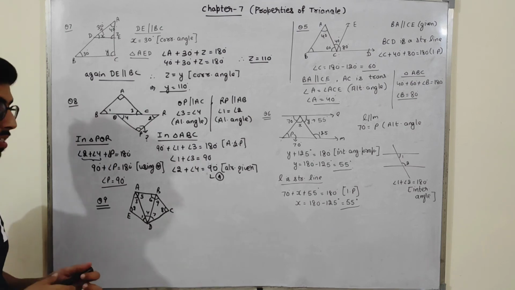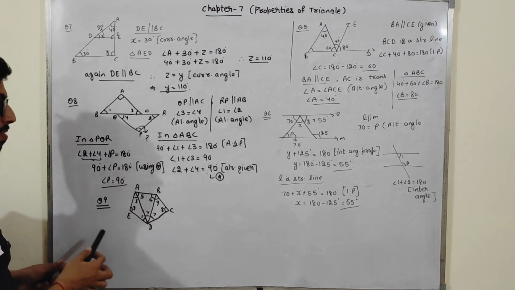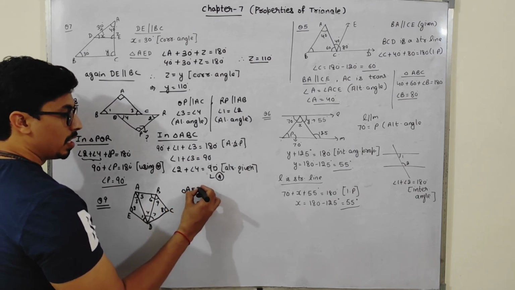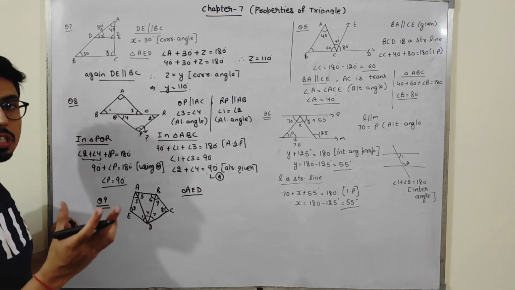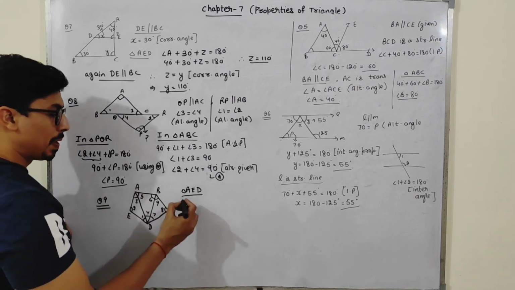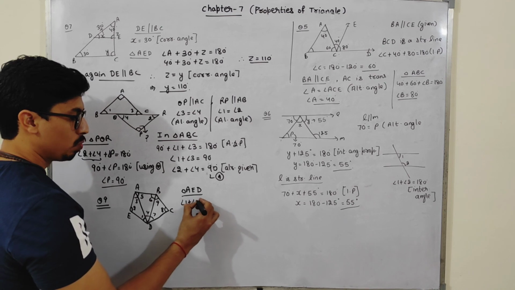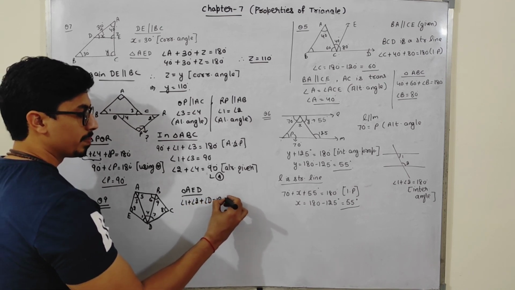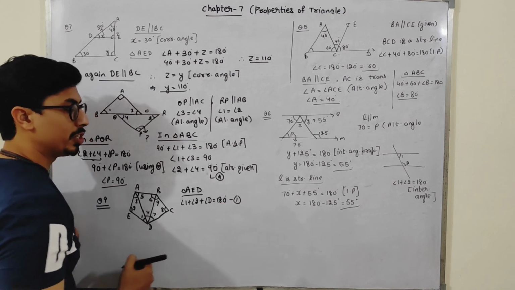Now do one thing, students. Take triangle AED. The sum of the angles of the triangle is 180 degrees. We know this property. So I can say 1 plus 2 plus 3 is 180 degrees. Name this as equation 1.